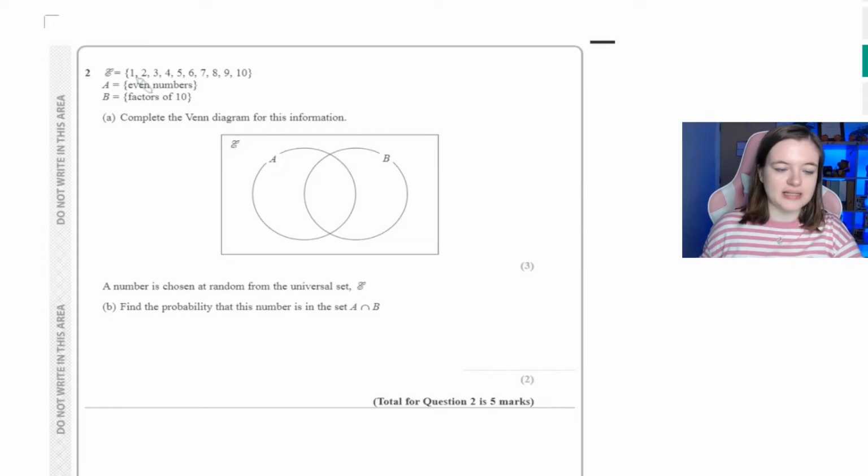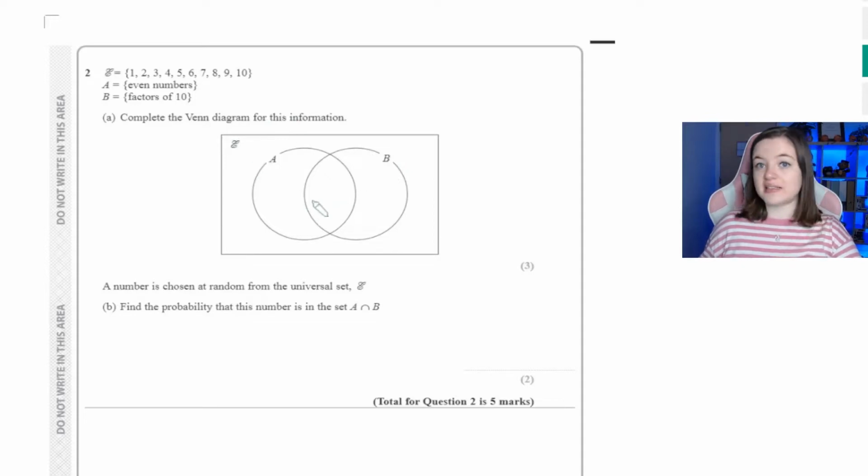Right, let's break all this down. So the universal set essentially just means that all of these numbers, 1 through 10, have to be in this rectangle somewhere. Whether in the circles, out of the circles, in both the circles, we'll figure that out in a second. But all these numbers have to be in this rectangle somewhere. That's what that means. Then A, so everything in this A circle has to be even.